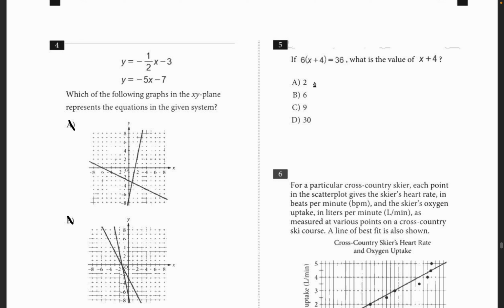If 6 times (x plus 4) equals 36, what is the value of x plus 4? We could substitute this value, because we see it right here, for a. So it'd be 6a equals 36. And just as you solve for any variable, you divide by 6. So a is equal to 6, which means that x plus 4, because we said a is x plus 4, equals 6. That's the answer.